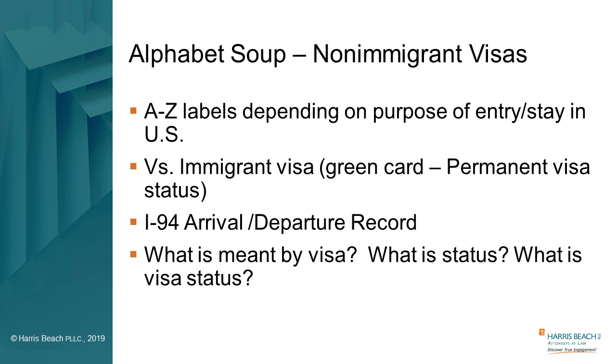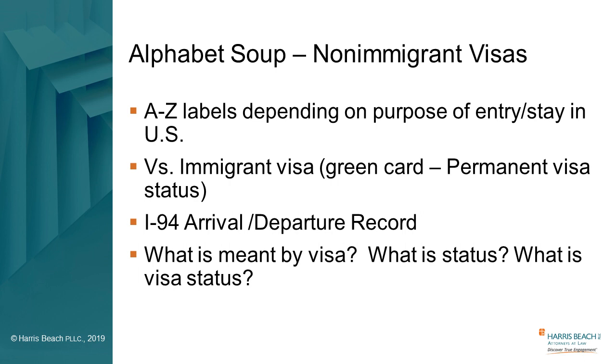So if their purpose is to come in as a visitor, they should claim the B visitor, B1, B2, visitor for tourism or visitor for business. If they're coming in as a student, they're F1, J1, or M1. So it's all, what's your purpose for entering the U.S.? And versus immigrant visa, which is the permanent visa, which I said.